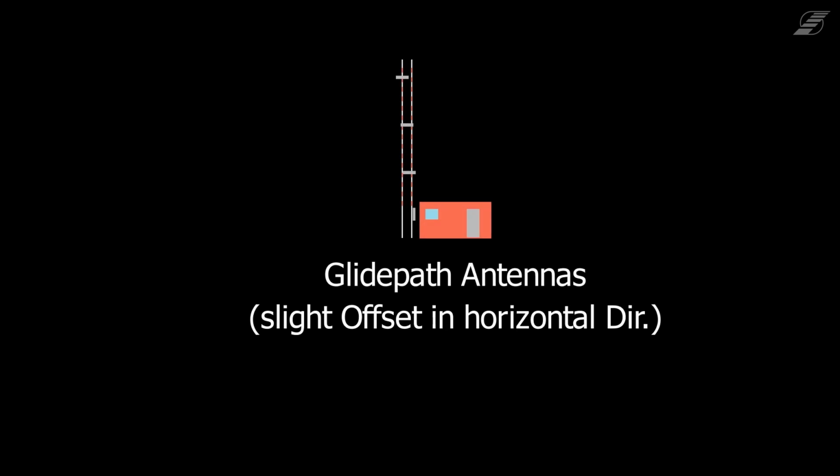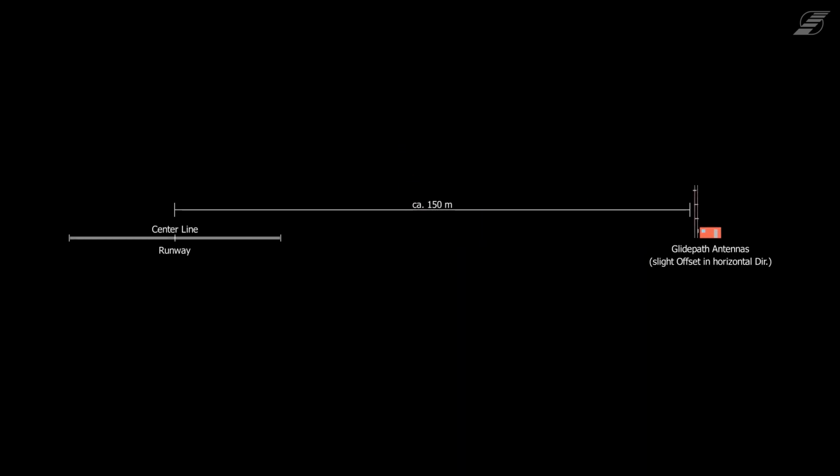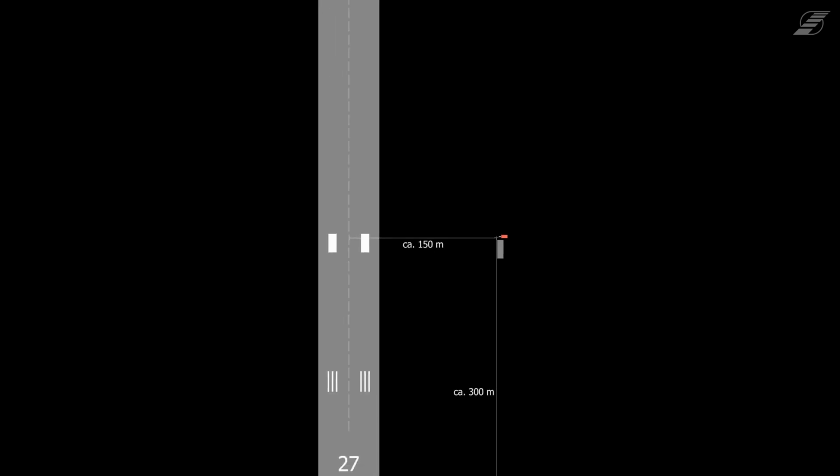The glide path antenna is located 150 meters next to the center line at the level of the aiming point of the approaching aircraft. This is 300 meters from the beginning of the runway.